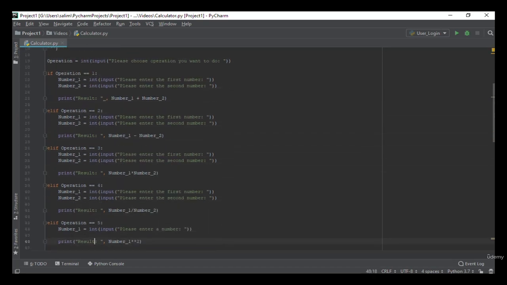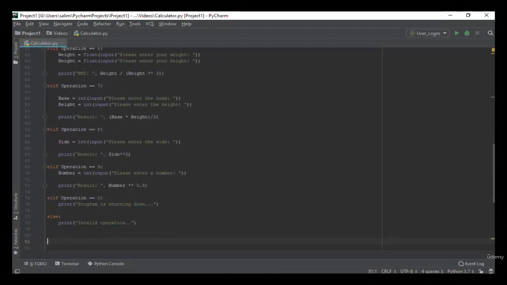Hey, so that's it. That completes our program. Now, if you want to, you can improve on this program with a few other calculations. So go ahead and give it a spin.